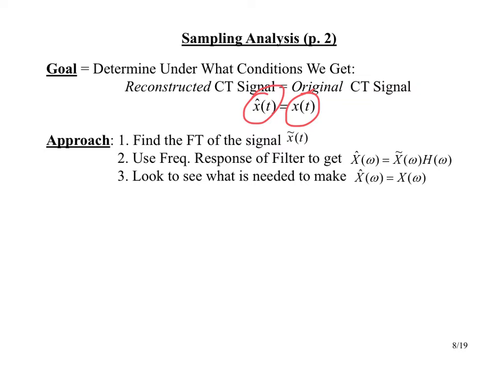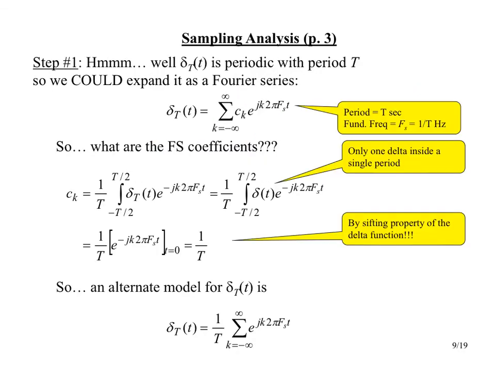So our approach is we've got this x tilde of t, we're going to find its Fourier transform. We're then going to imagine taking that Fourier transform, multiplying it by H of omega to get the Fourier transform of the output of the DAC, and then look to see what we need to do to make those things equal to each other. So that's our approach. So we'll do this in several steps. The first step is we look at this delta sub T. This is our impulse train that gets multiplied by x of t when we think about the impulse sampling.